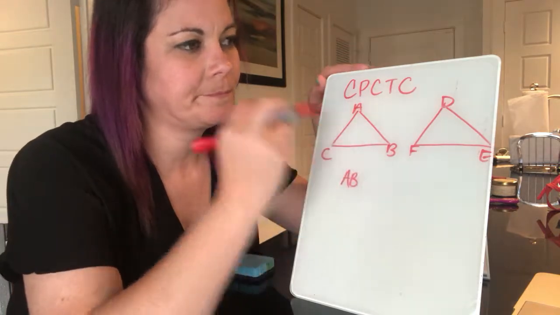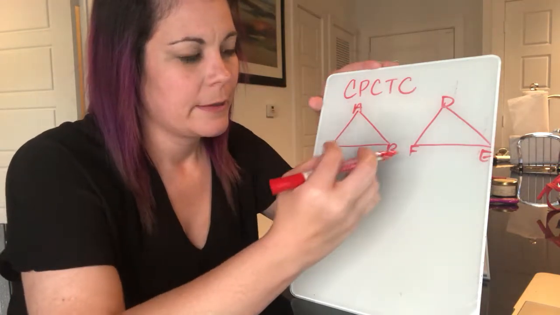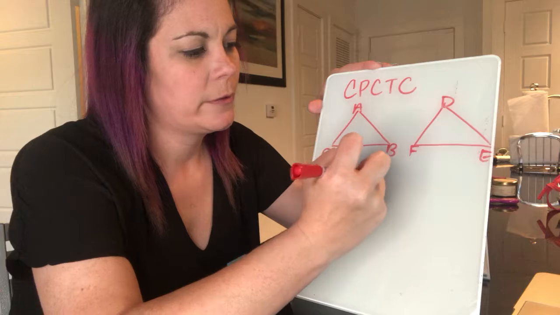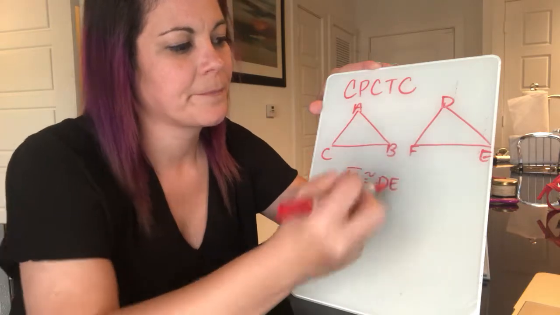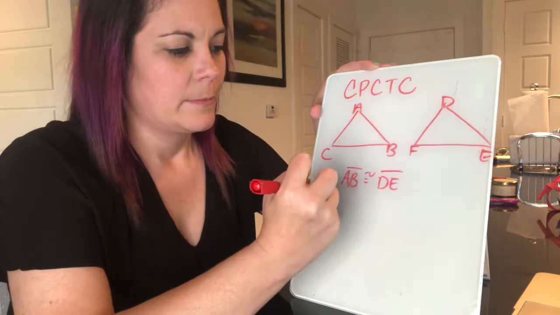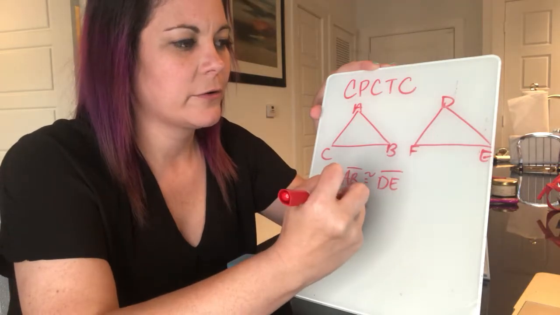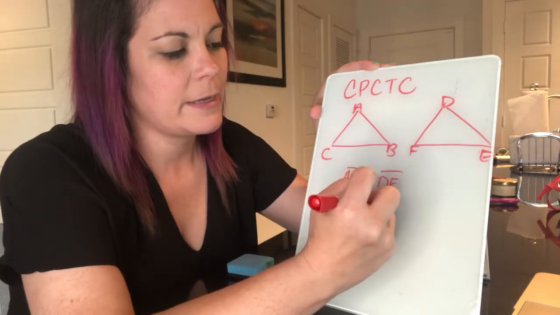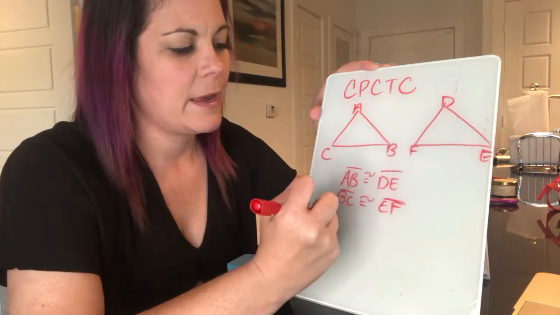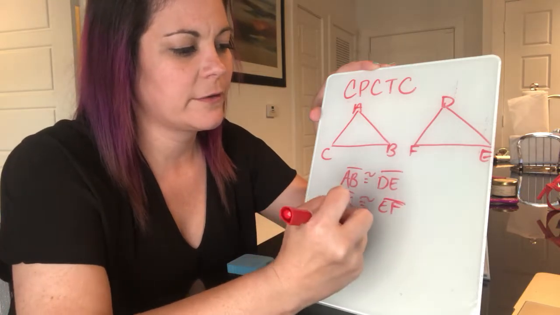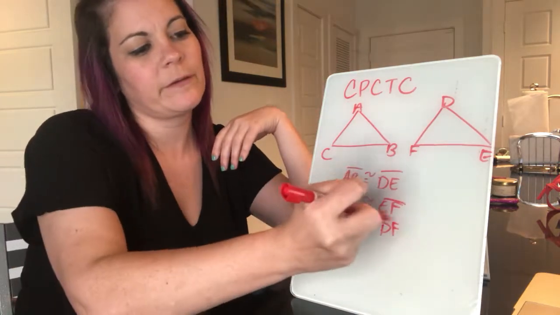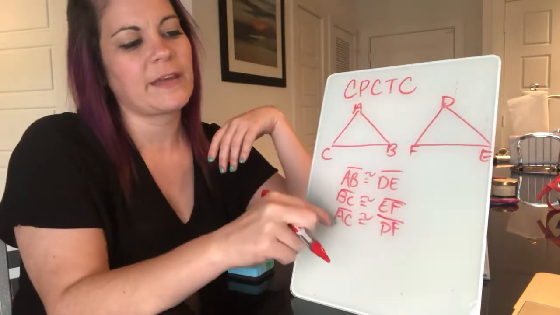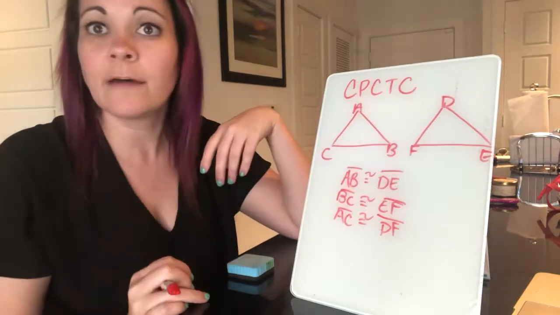AB corresponds to and is congruent to DE. BC is congruent to its corresponding part, EF. And AC is congruent to DF. If you notice, I also put the letters in the same order. If I say AC first, then I say DF.